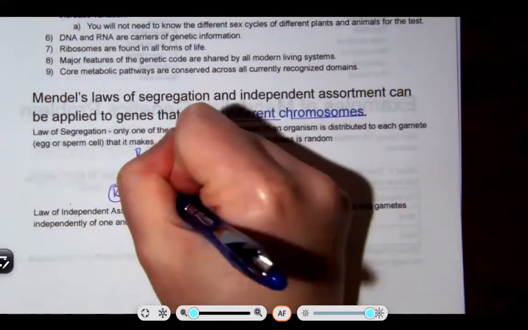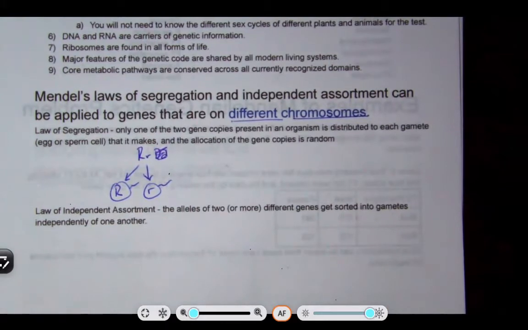So if we're making sperm, big R, little r, one big R goes to one sperm, and the little r goes to another sperm. They are distributed evenly. They can't go together.